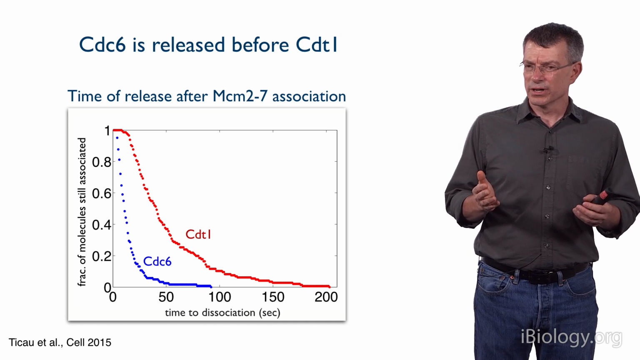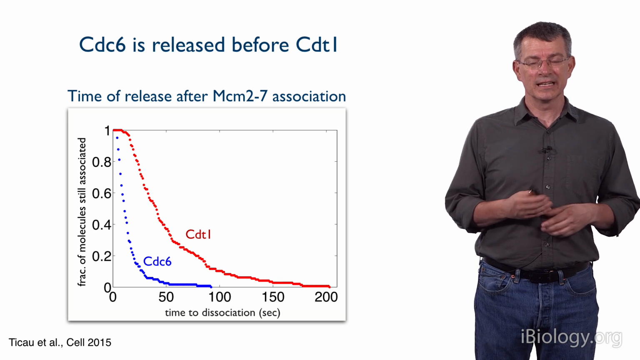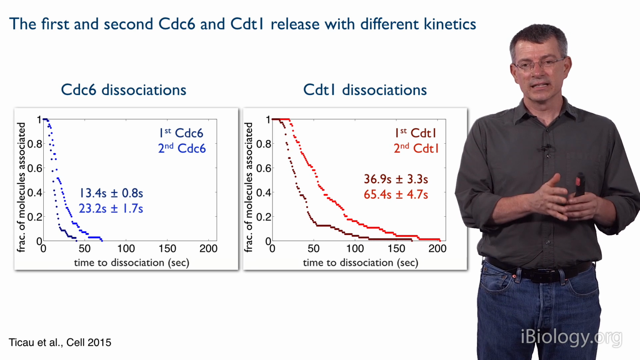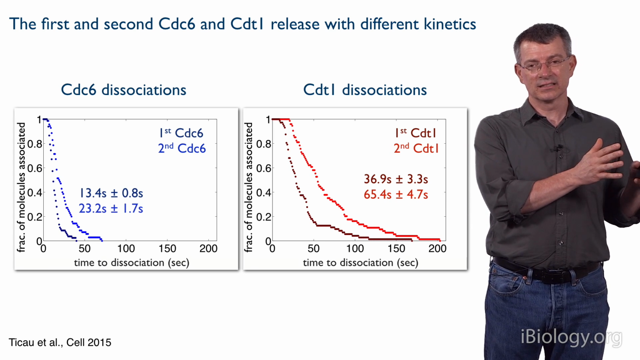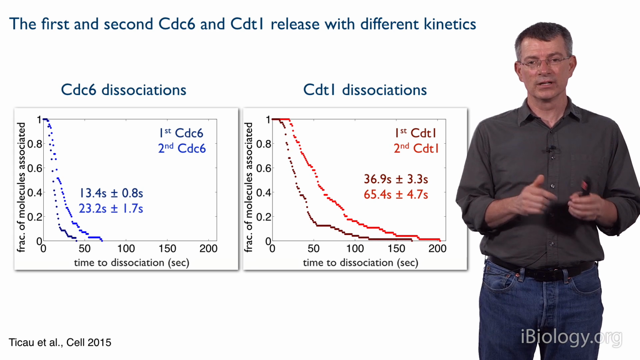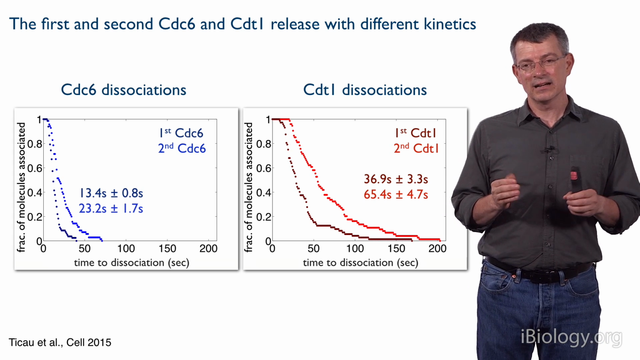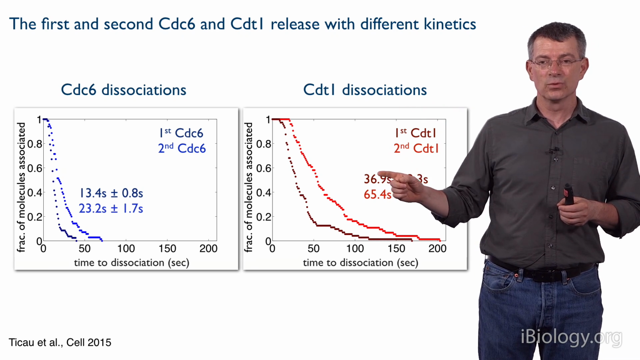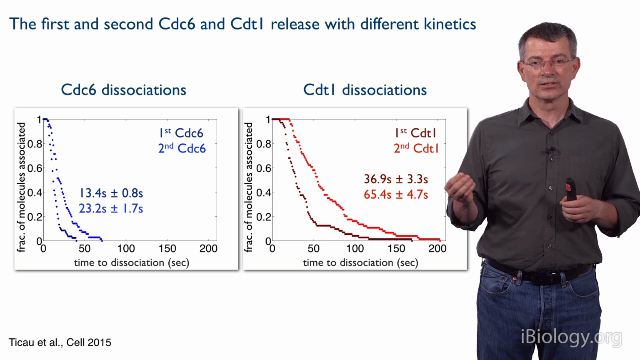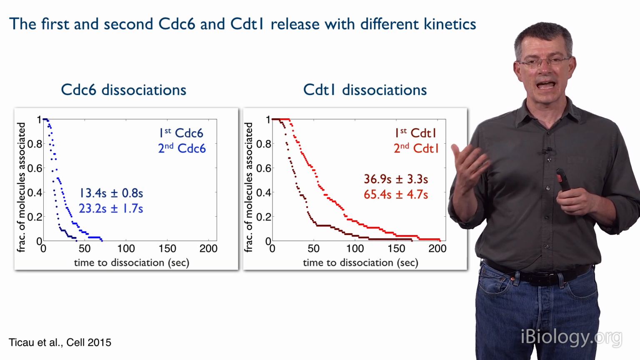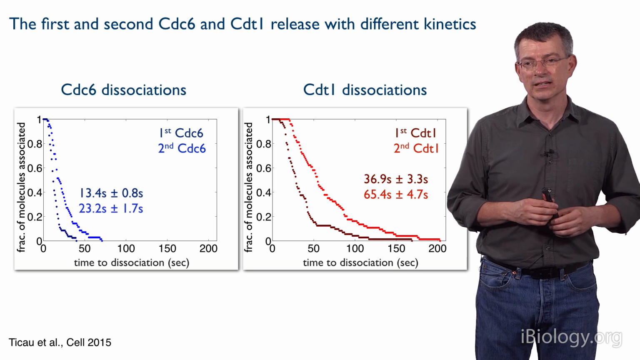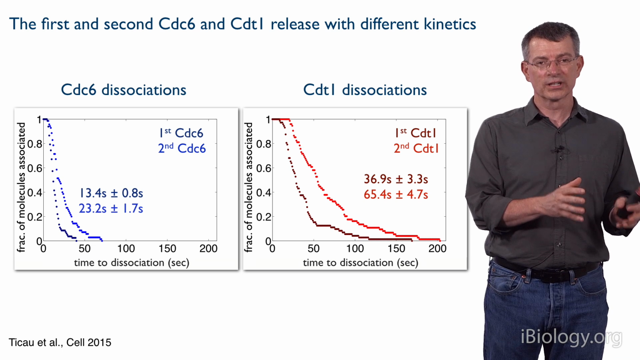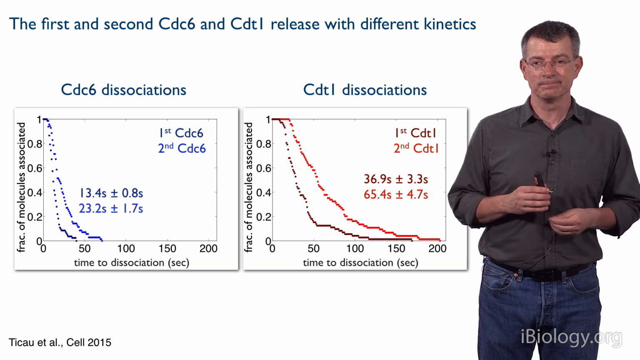So we also wondered, is this the same for the first and the second MCM molecule? So we did the same measurement, and we segregated the first MCM loading event and its associated release of CDC6 and CDT1 and the second one. And the clear outcome of this is that whether you're looking at CDC6 in blue on the left or CDT1 in red on the right, the first molecules are always released approximately in half the time that the second molecules are. And this gave us the first hint that maybe the loading of the first MCM doesn't work in exactly the same way as the second MCM.